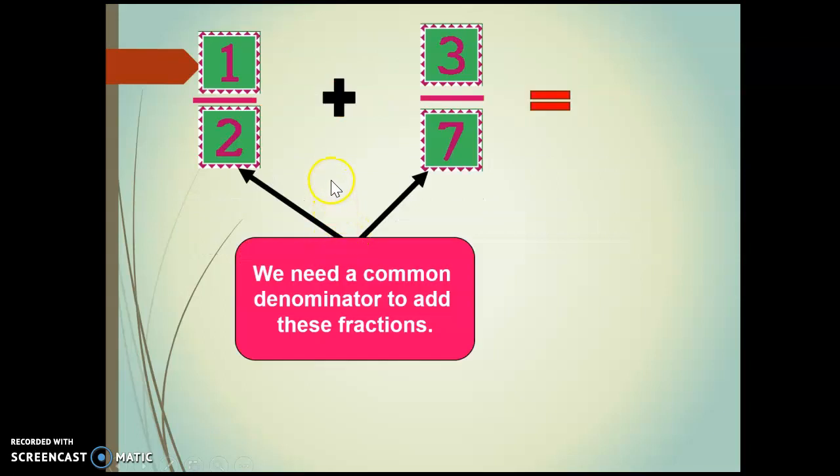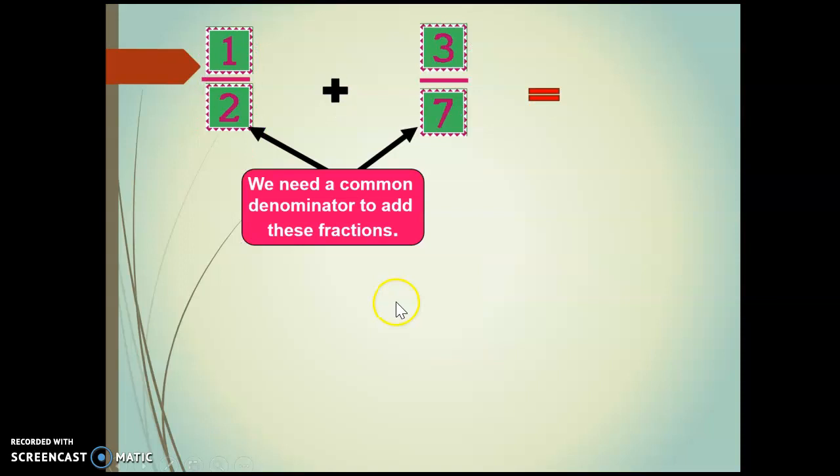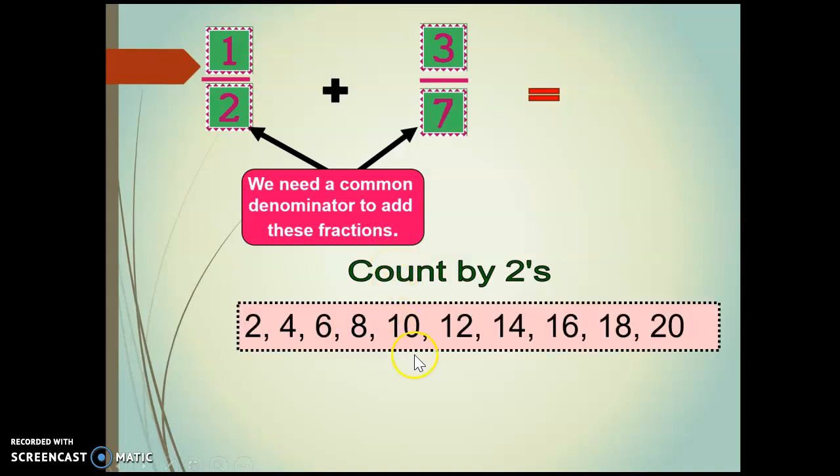For example, 1/2 plus 3/7. Okay? So first things first, we cannot add directly the numerators since the denominators are not the same. So we need to find a common denominator to add these fractions. How do we find the common denominator? First, we count by twos. So it's 2, 4, 6, 8, 10, 12, 14, 16, 18, 20.